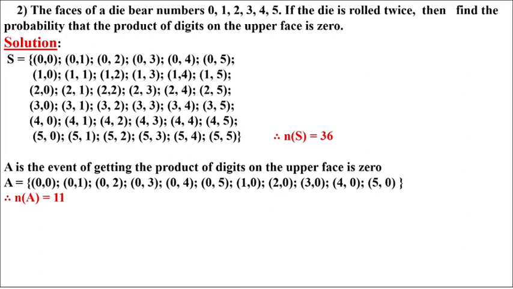But here we have to find the probability. So probability of A equals number of A upon number of S. What did we get as the number of A? 11. And the sample was 36. 11 and 36 we cannot cancel. So the answer will be 11 upon 36. Now students, let's move to question number 3.